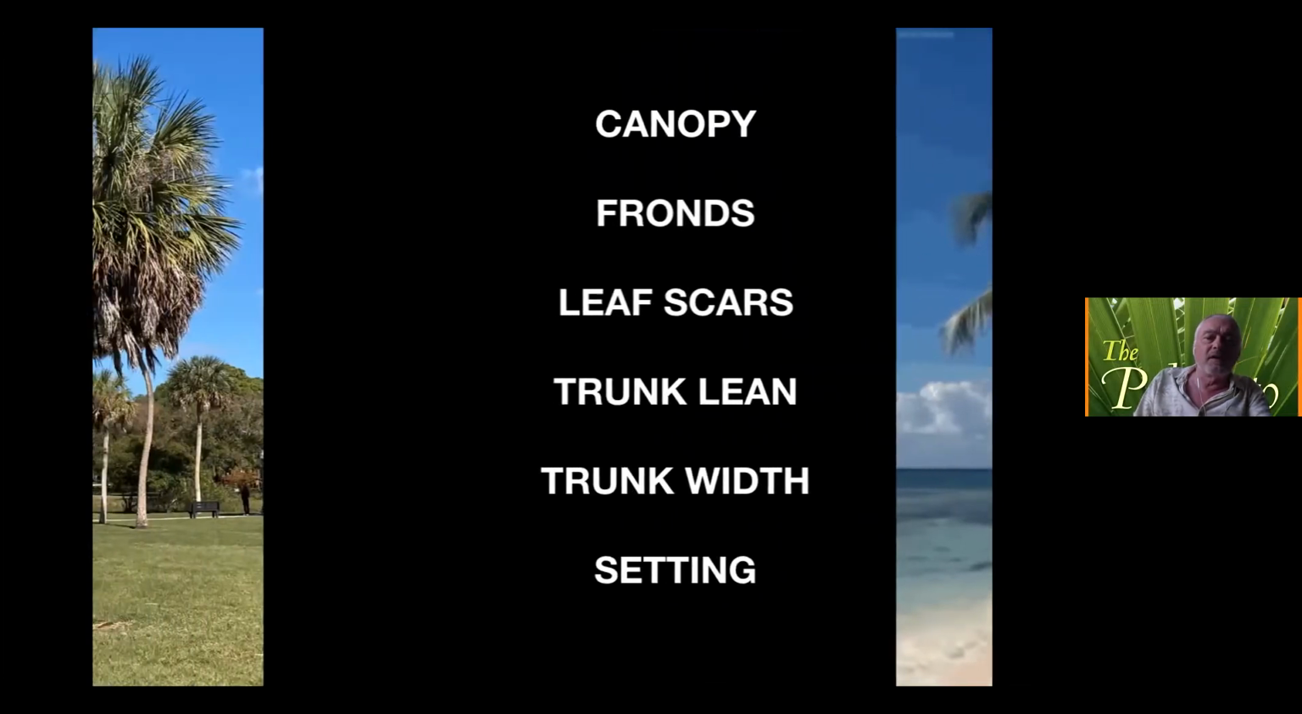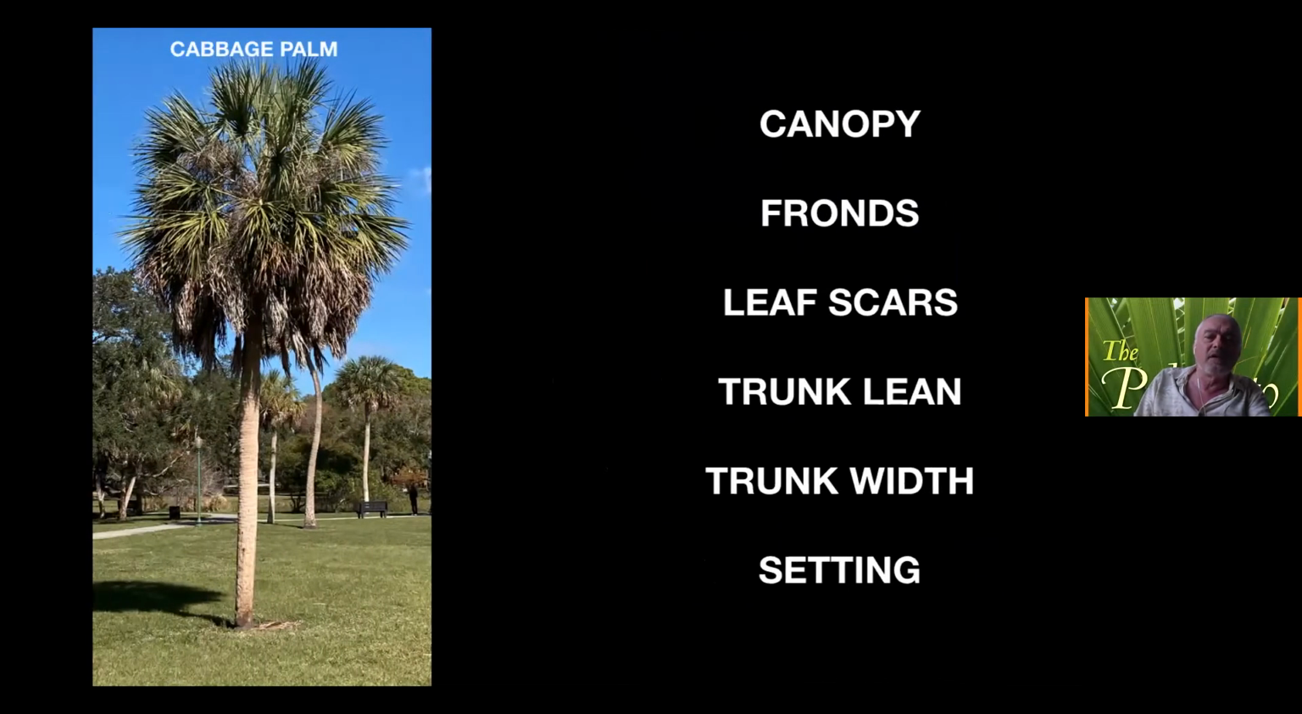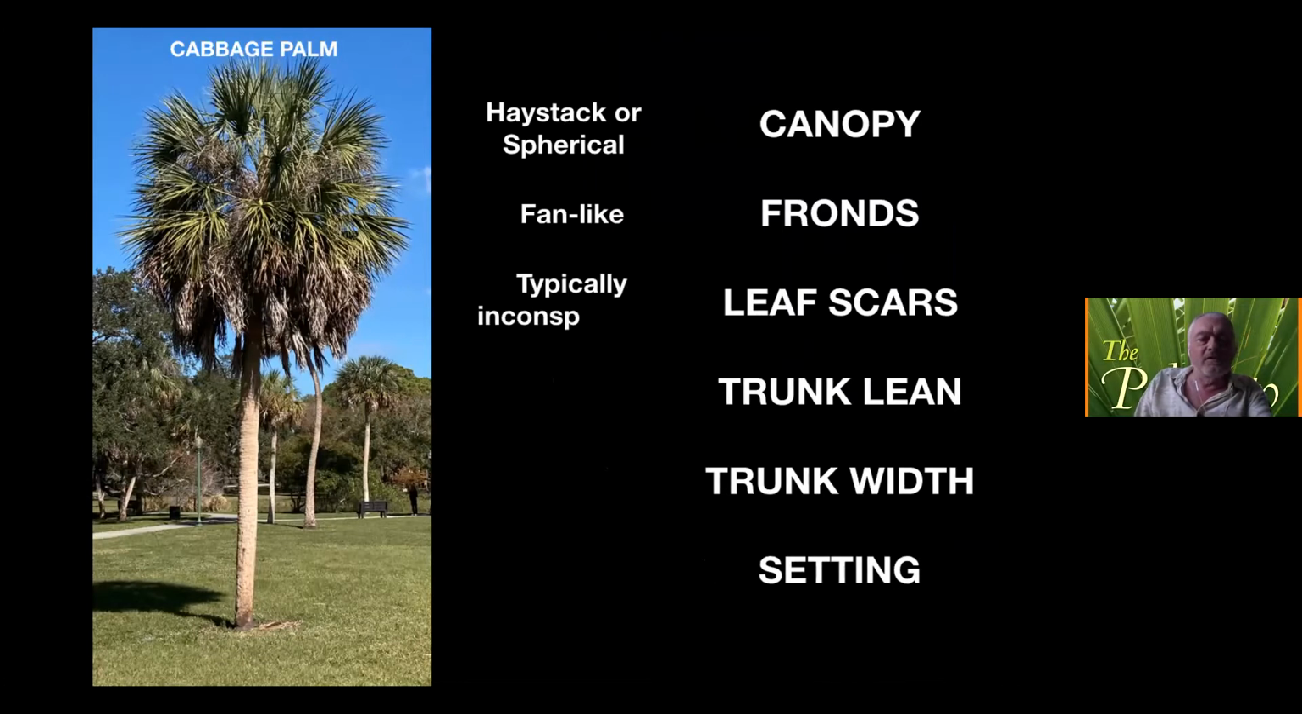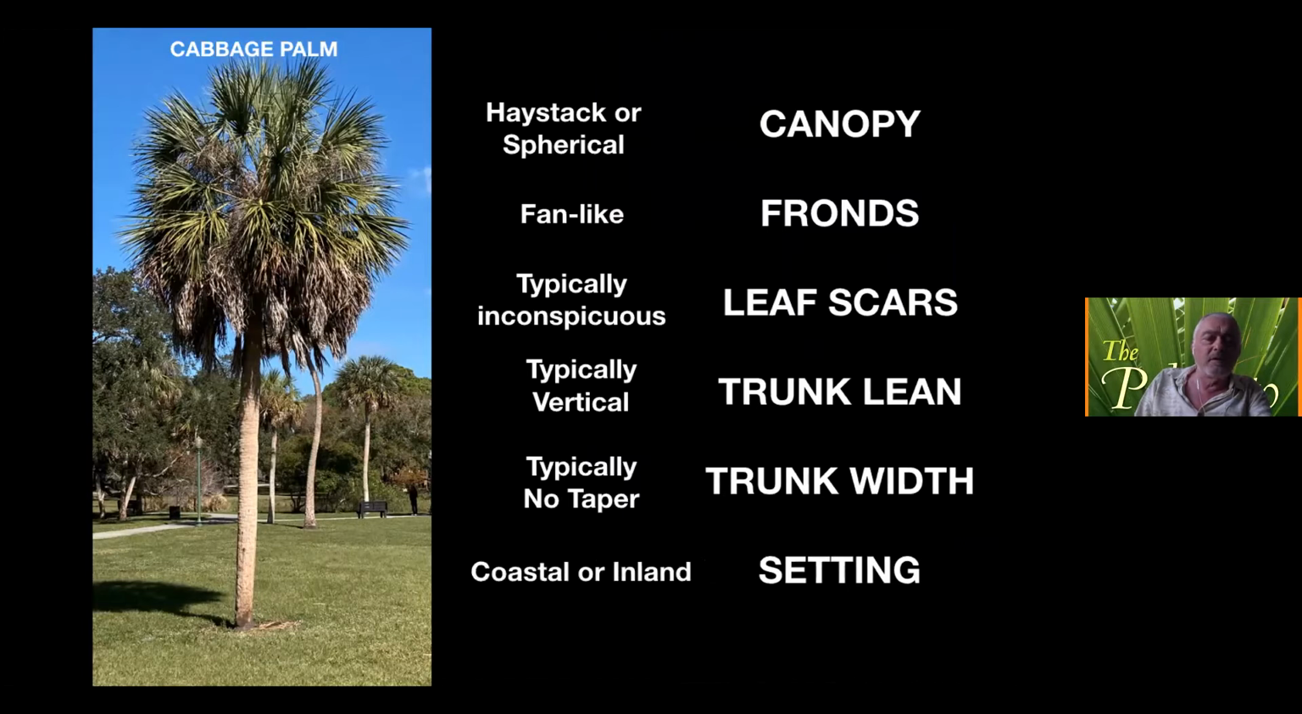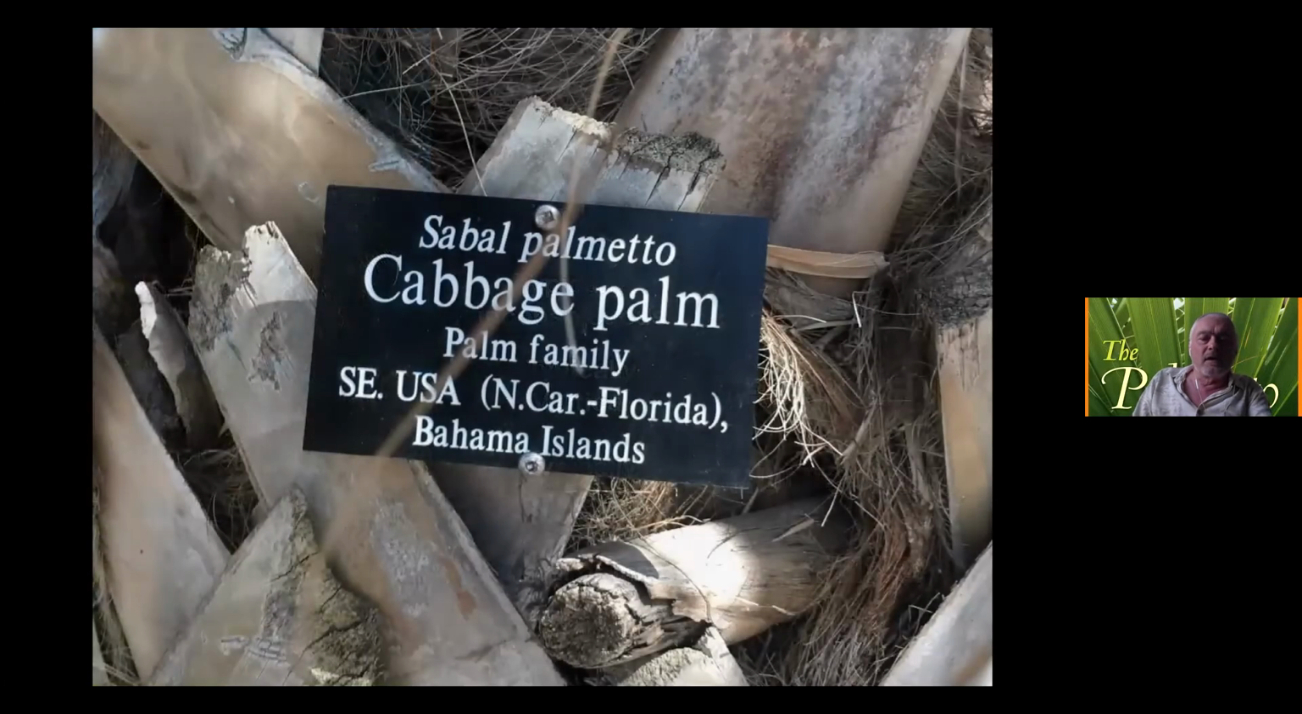The cabbage palm, on the other hand, typically has a more spherical or haystack shape. The fronds are fan-like, and we'll talk about that more later. The leaf scars are pretty inconspicuous compared to a coconut. The trunk is typically vertical. There are many exceptions, but they tend to be straighter than coconuts. They typically do not taper, and they can be found either in coastal or inland areas. So the scientific name is Sabal palmetto, and they're in the palm family, and we'll talk about that as well.